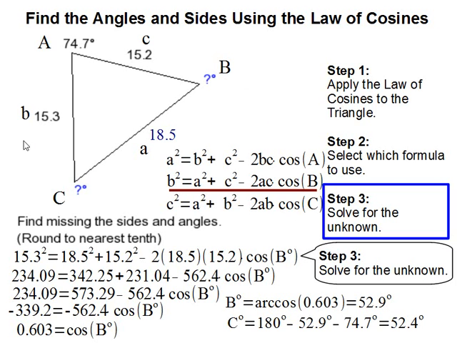Then to solve for angle C, since we know the sum of all the angles in a triangle adds up to 180, we can simply solve for C by subtracting from 180 the 52.9, which is angle B, then 74.7, which is angle A, and that gets us 52.4 degrees. Now I've solved for all the missing parts, and this completes my problem.